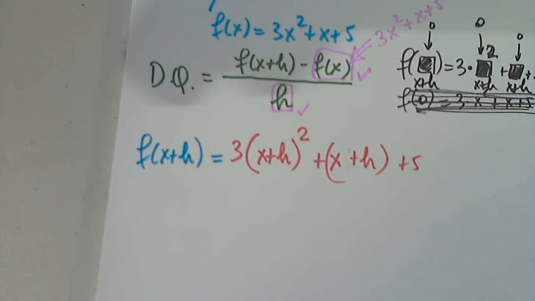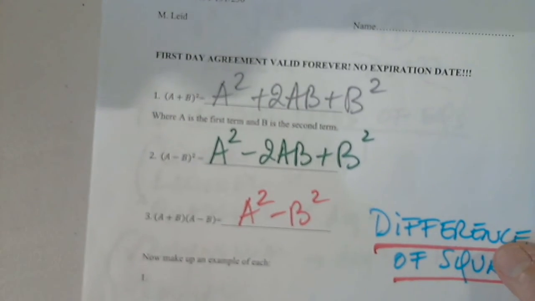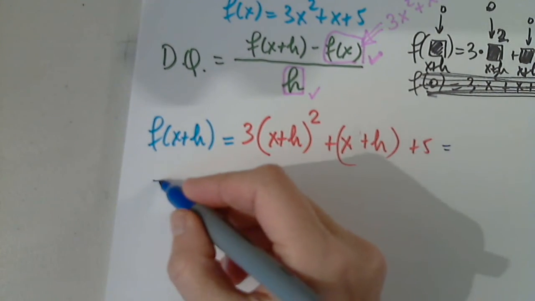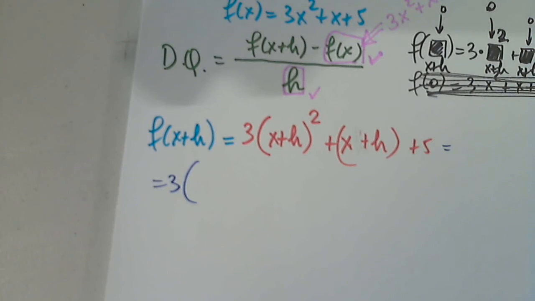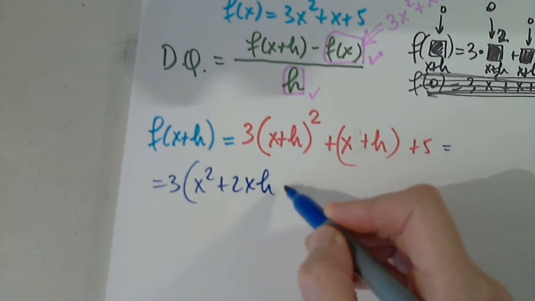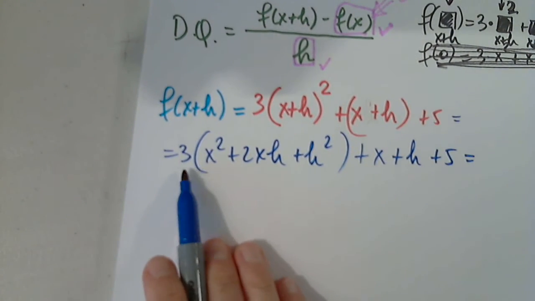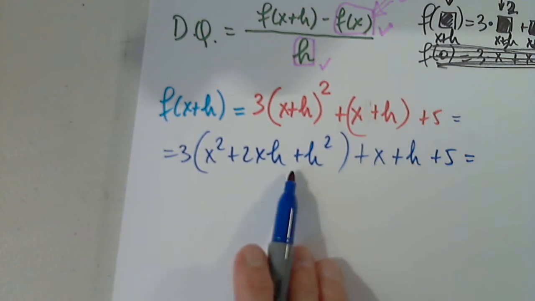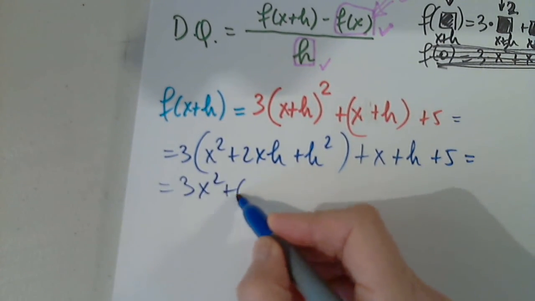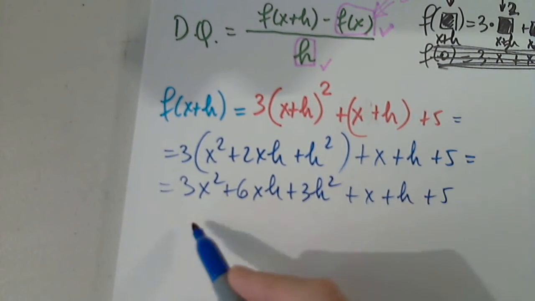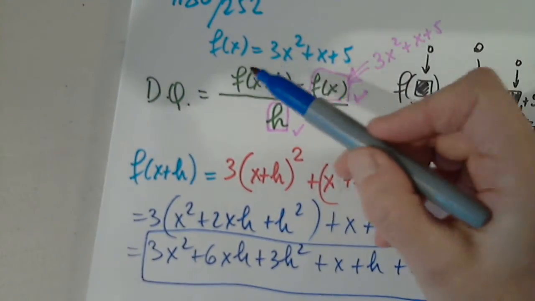Perfect. So now, let me remind you. So please tell me, what do I replace x plus h squared by? X squared plus 2xh plus h squared. Brilliant. Thank you very much. Of course, only now I can distribute 3. So I have 3x squared plus 6xh plus 3h squared plus x plus h plus 5. Done. What is this? Only this piece.